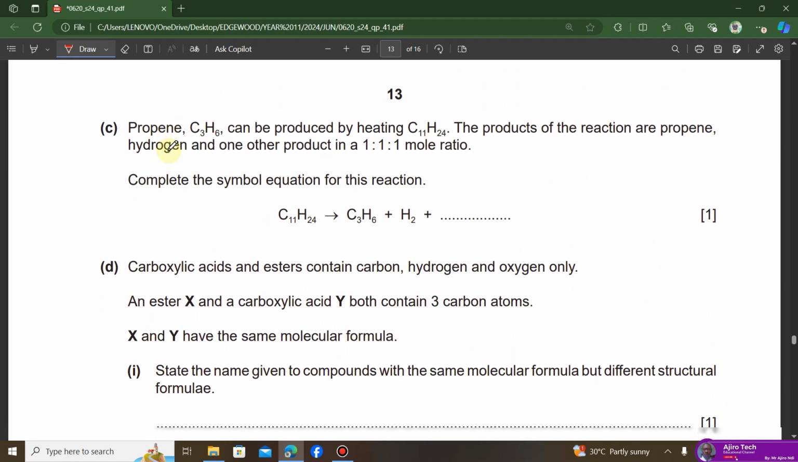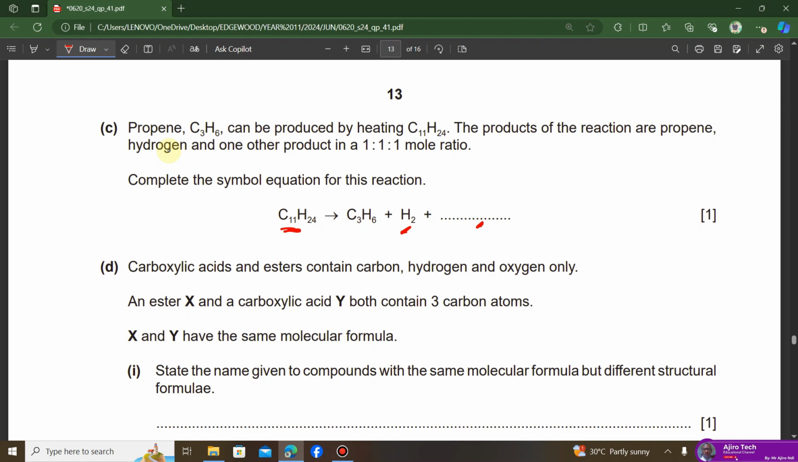All right, so we have propene can be produced by heating this. These are the product of the reaction, 1:1:1. Complete the symbol equation. Now, in this case, you are cracking a larger alkane, and whenever you crack a larger alkane and you have hydrogen produced, the other 2 substances must be alkenes. So that means to fill in this gap, we need to fill in an alkene.